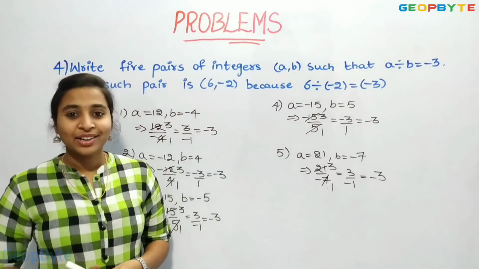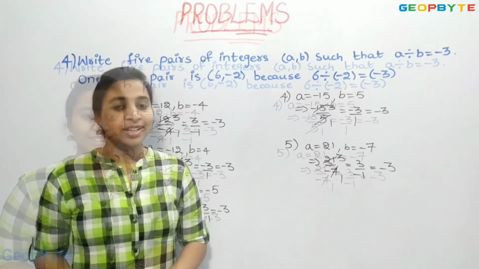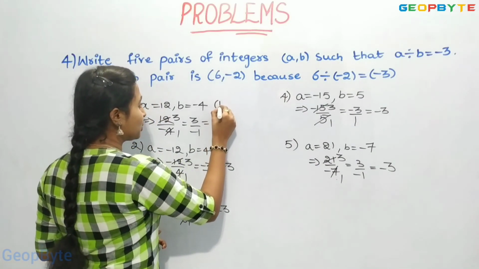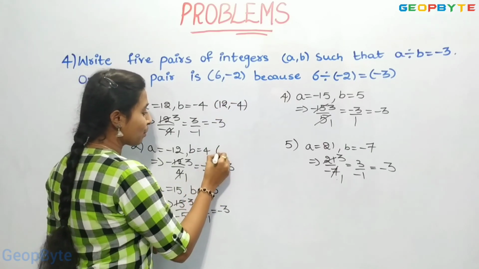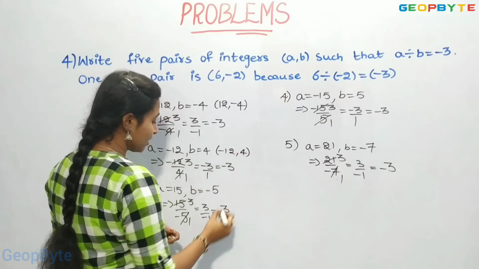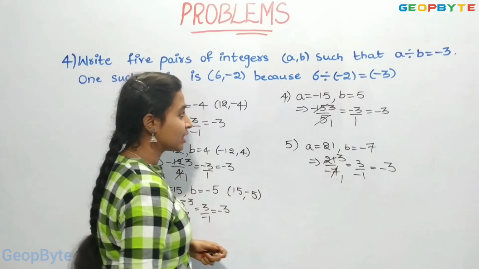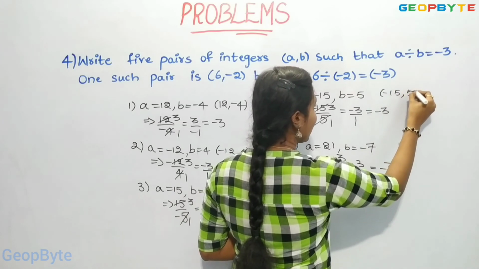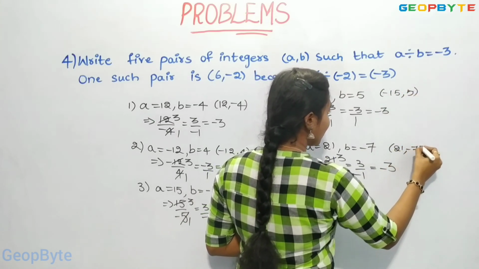We have written all 5 pairs of integers. Those 5 pairs are 12 comma minus 4, minus 12 comma 4, 15 comma minus 5, minus 15 comma 5 and 21 comma minus 7.